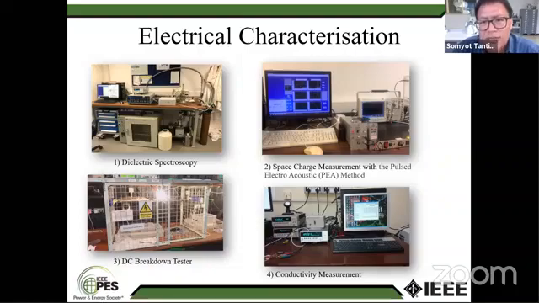We can locate the charge accumulation before PD occurs, because this is charge accumulating during the initiation stage of aging. And then number three, DC breakdown. I will not talk about the key results related to DC breakdown today. And the first one is conductivity measurement. I will show the result with the change in conductivity varying with time dependence.